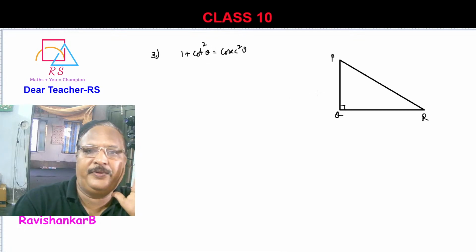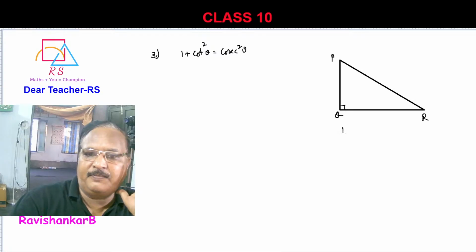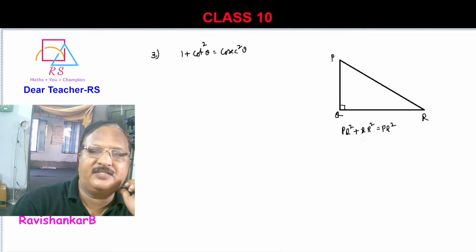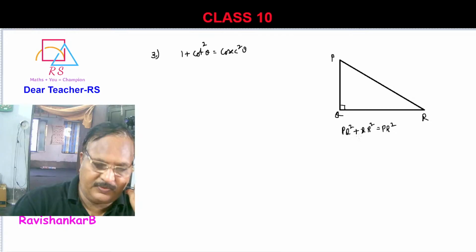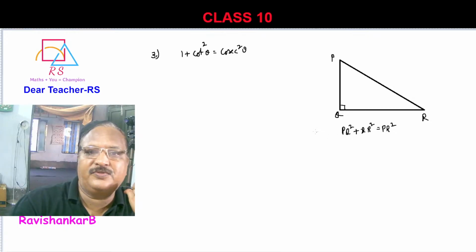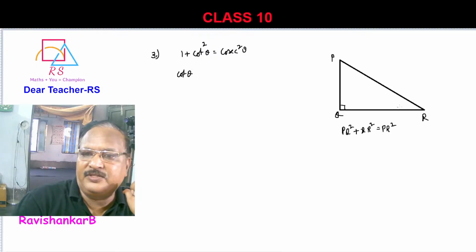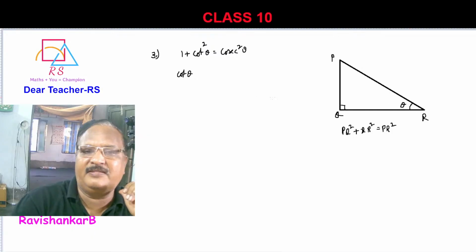Now in this PQR, Q is 90 degrees. Then what is the Pythagoras theorem? PQ square plus QR square is equal to PR square. Side square plus side square is equal to hypotenuse square. So now here cot theta, where should I keep theta? I will keep it here. Always keeping theta at the base side is better.